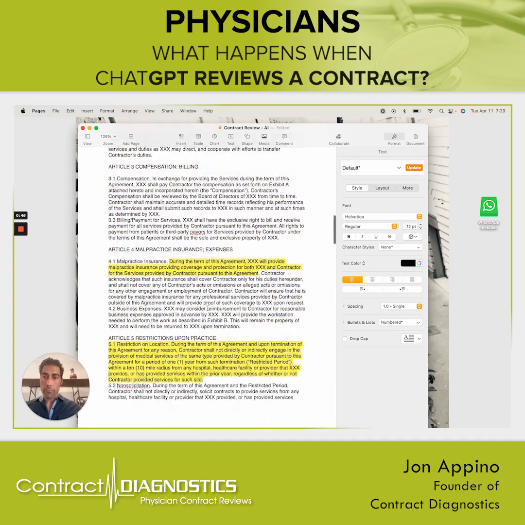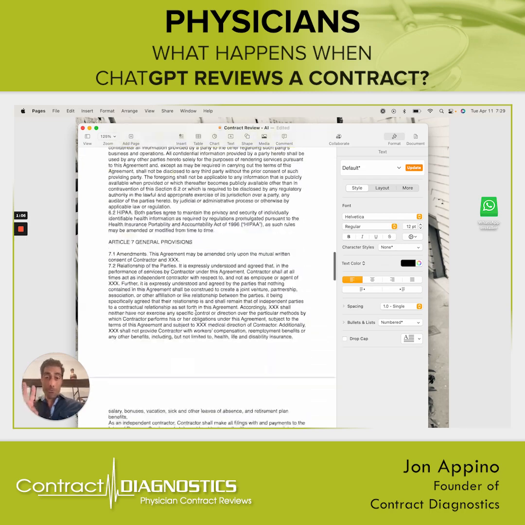Well, Article 4 talks malpractice insurance, and during the term of the agreement, they will provide malpractice insurance, providing coverage and protection for both the employer or the contracting company and the contractor for services provided. Now, it doesn't mention tail, but it didn't say anything about tail. It said it doesn't mention malpractice insurance. So, number 2 was wrong.